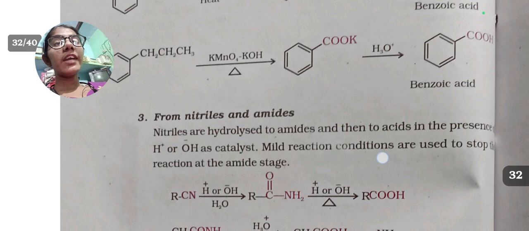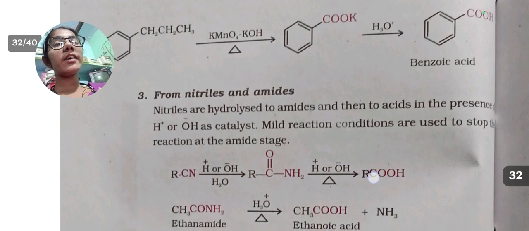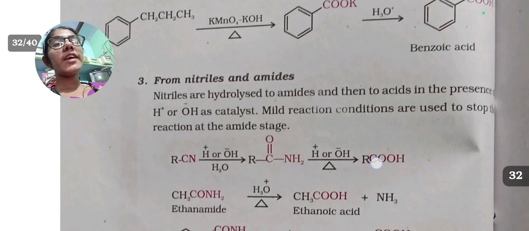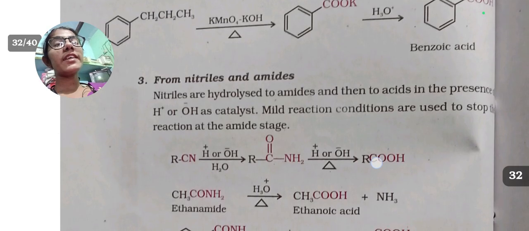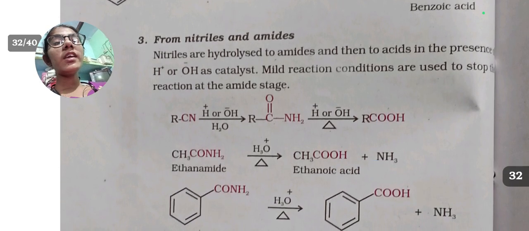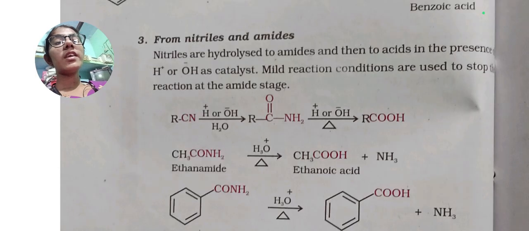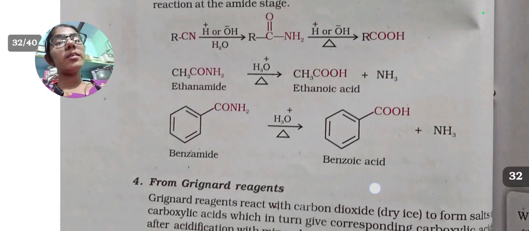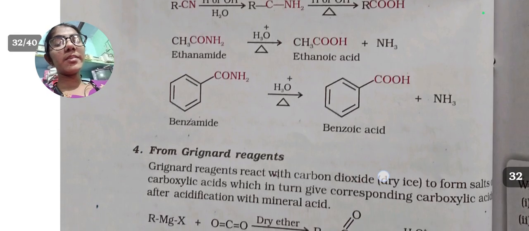From nitriles and amides: nitriles are hydrolyzed to amides and then to acids in the presence of H+ or OH- as a catalyst. Mild reaction conditions are used to stop the reaction at the amide stage. The amide then forms ethanoic acid. Benzamide converts into benzoic acid and NH3, and the ammonia goes out.